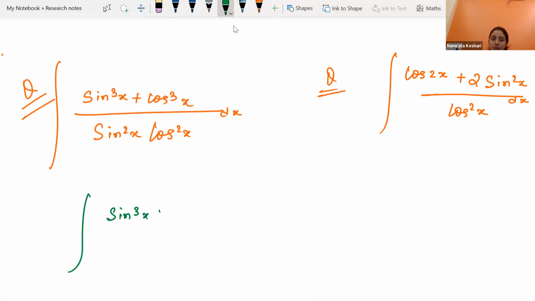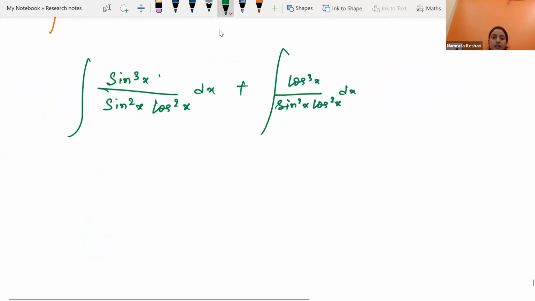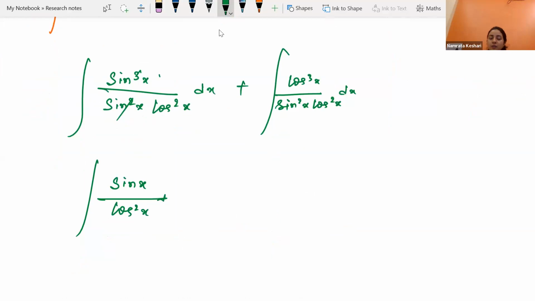Sine cube x by whatever is the denominator dx plus cos cube x by whatever is the denominator dx. Okay, then sine square gone, and we are just left with sin x and cos square x. अब क्या, इसके बाद क्या कर सकते हैं अन्नपूर्णा?